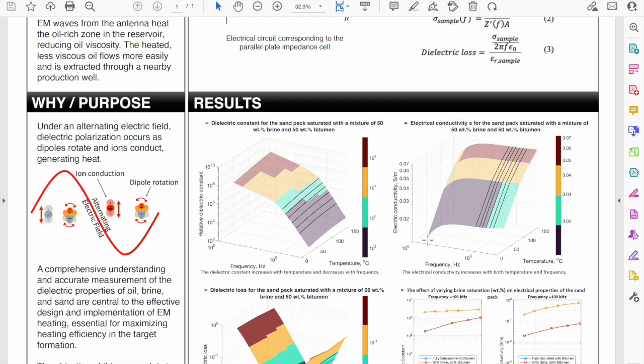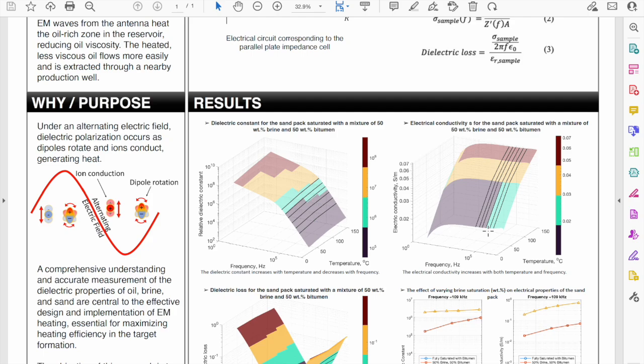As the frequency increases into the kilohertz range, the conductivity begins to show a slightly increasing trend or remains relatively flat. In this range, the influence of electrode polarization diminishes, allowing the bulk conductivity of the sand, brine, bitumen mixture to contribute more significantly.